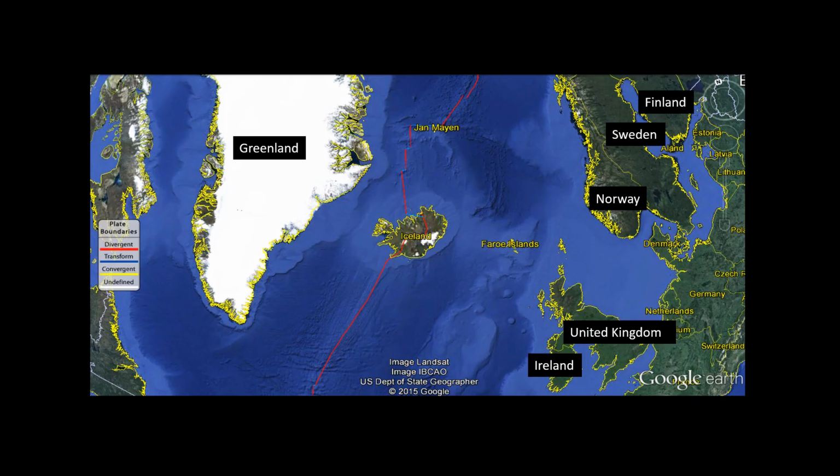So this is where Iceland is. It's out in the middle of the Atlantic Ocean, in between Greenland and Europe. And that red line slicing right through the middle of the island is the divergent plate boundary. So there's the mid-ocean ridge as a regional feature, and as I said, Iceland is one of the only places on Earth where we have the opportunity to study a mid-ocean ridge on the land above sea level.